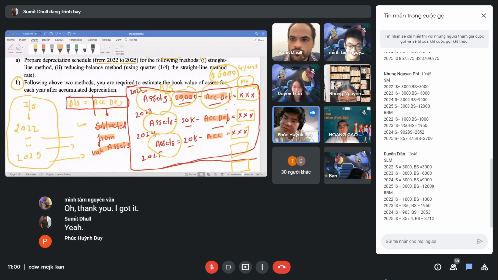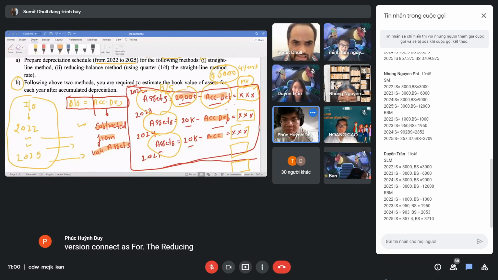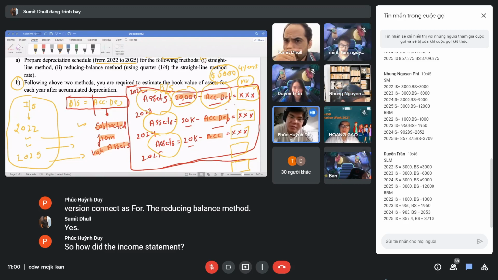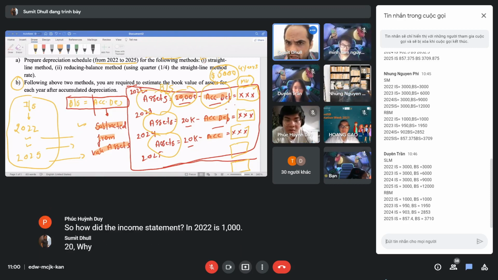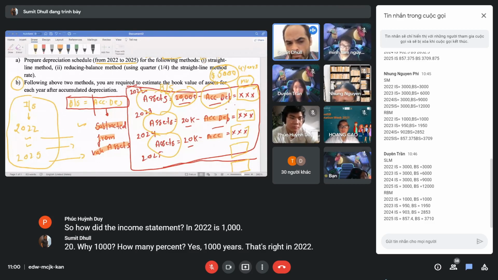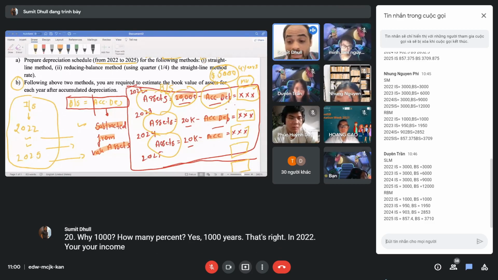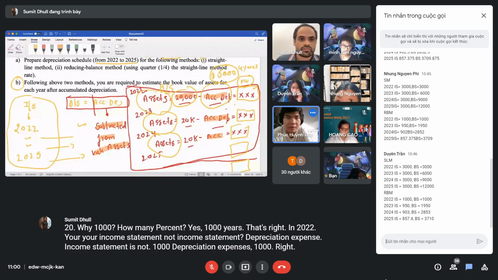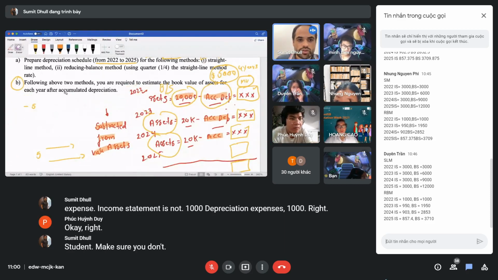Can I ask about the reducing balance method? Yes. So how is the income statement in 2022 1,000? Why 1,000? How many percent? Yes, 1,000, that's right. In 2022, it is not the income statement, it is depreciation expense. Income statement is not 1,000. Depreciation expense is 1,000. Students, make sure you don't confuse yourself about it.